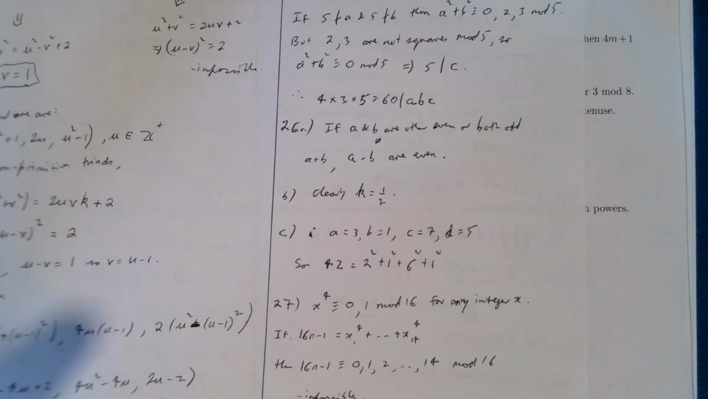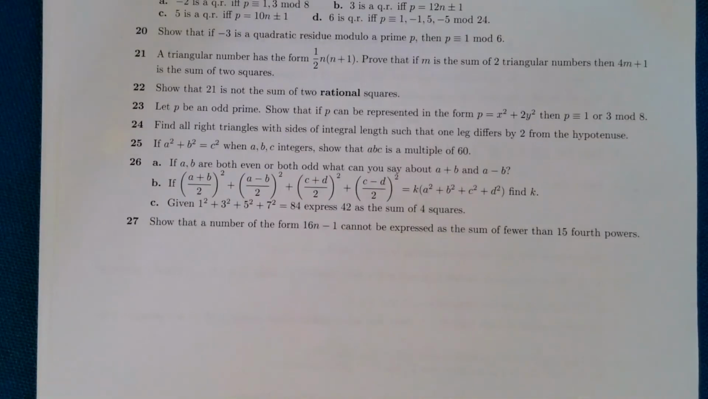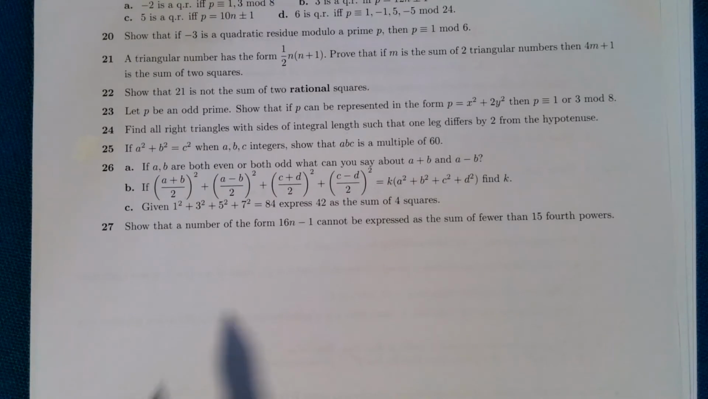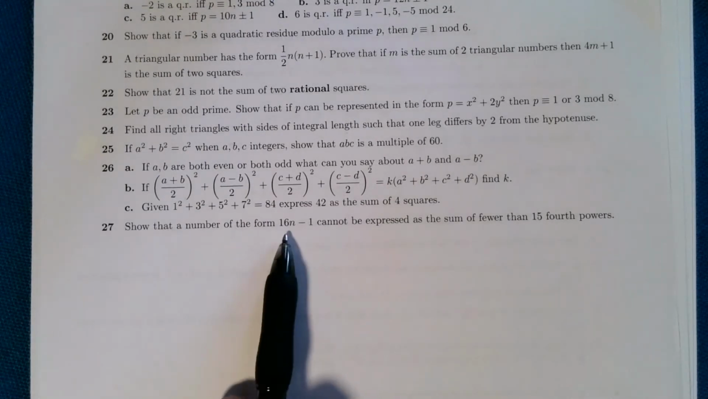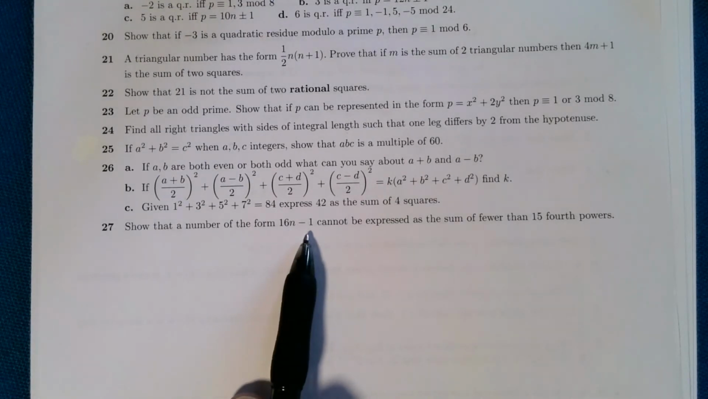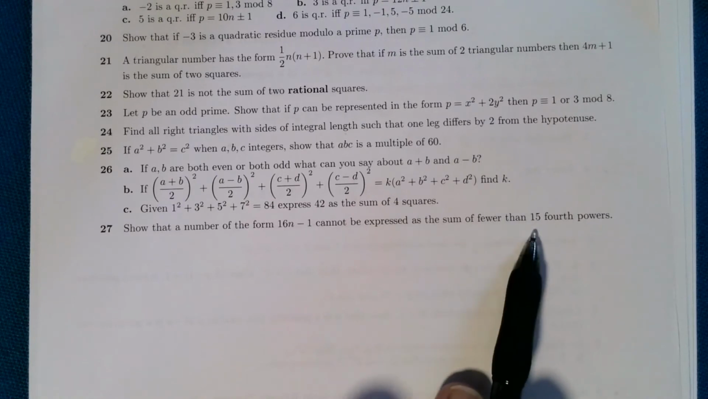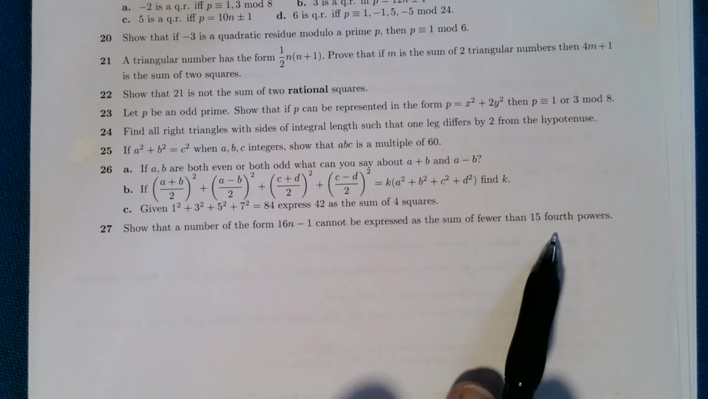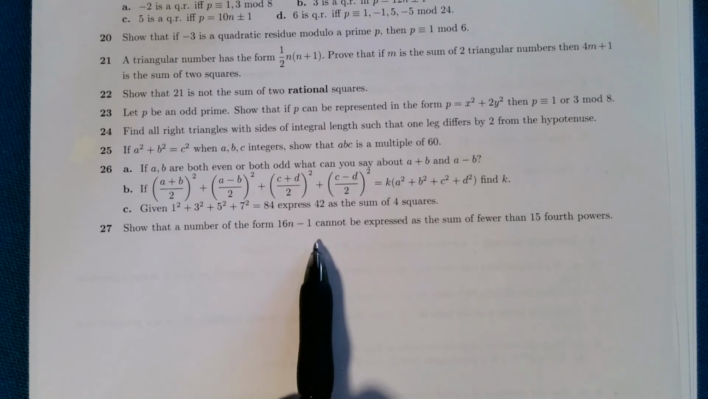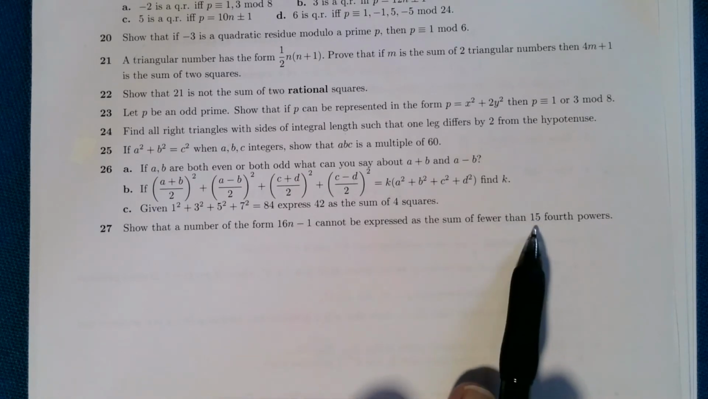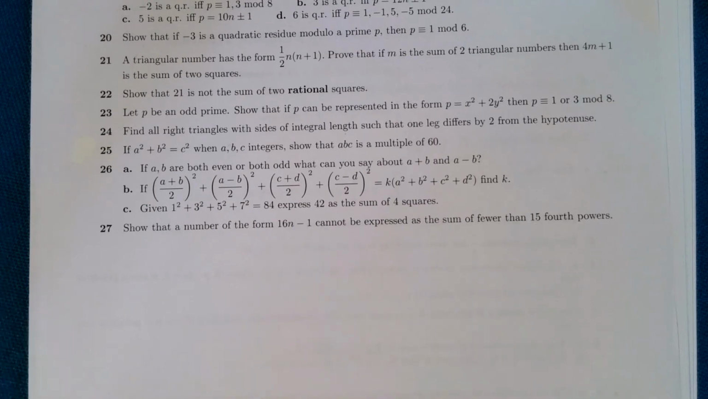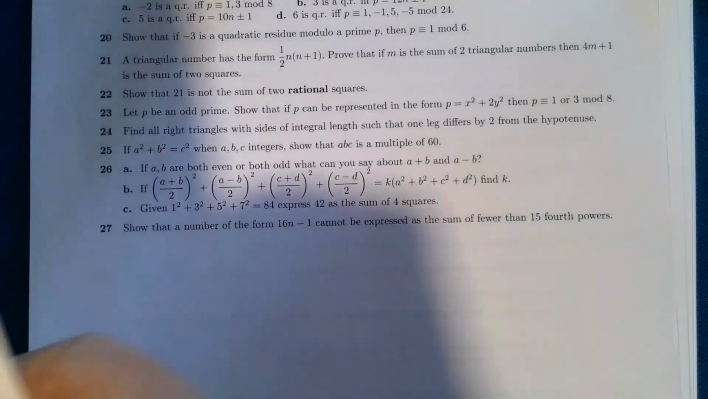The last question, 27, is to show that a number of the form 16n minus 1 cannot be expressed as a sum of fewer than 15 fourth powers. Now we know that every number can be expressed as the sum of at most 19 fourth powers, but this gives us a family of numbers where you need at least 15 fourth powers to express a number of this shape. And again, it's fairly easy.